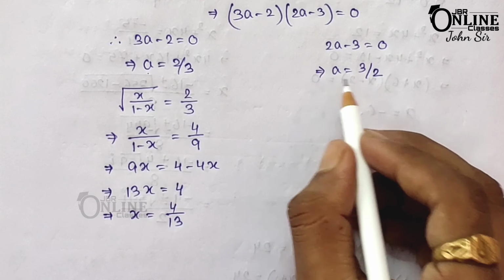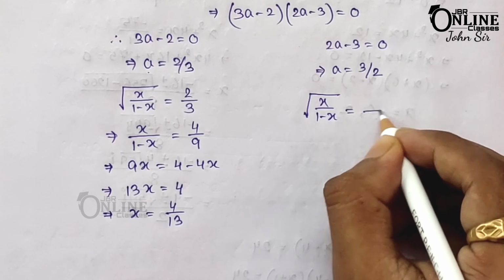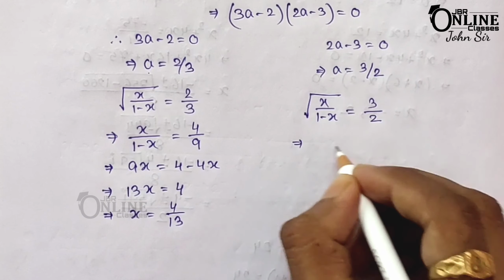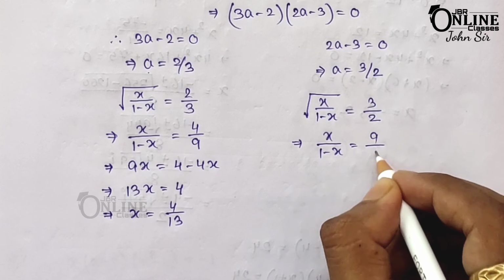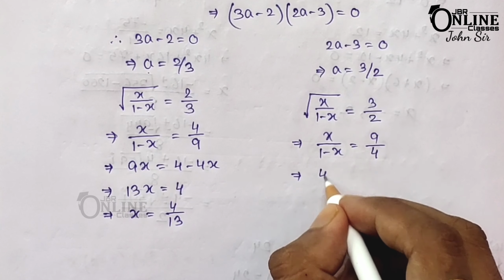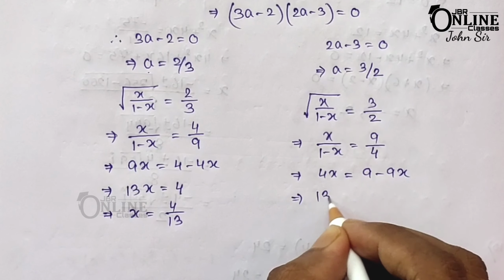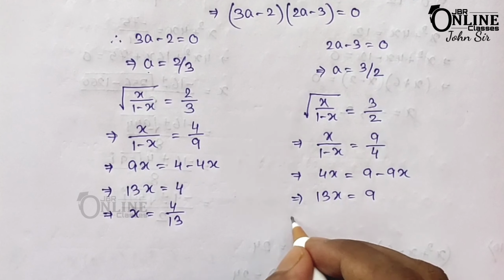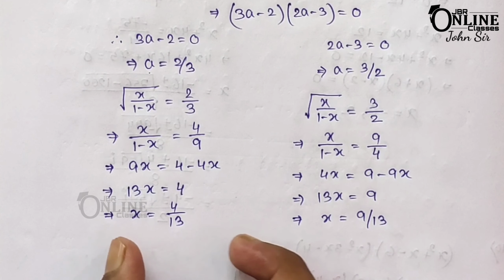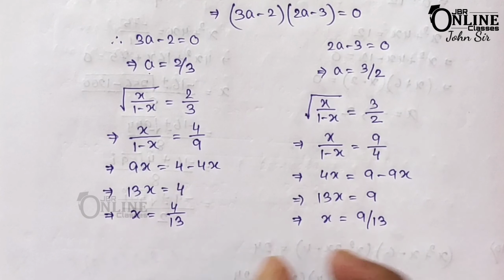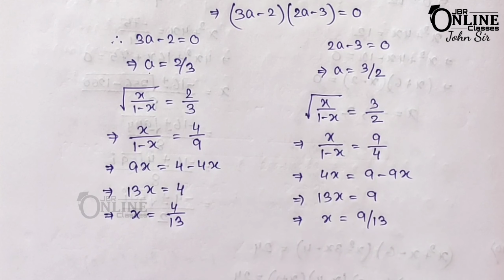Now next one, if a equals 3 by 2, then again root over x by 1 minus x equals 3 by 2. Then squaring both sides, x by 1 minus x equals 9 by 4. So here 4x equals 9 minus 9x. So 13x equals 9, and from that x equals 9 by 13. So x equals 4 by 13 and x equals 9 by 13 is your answer.